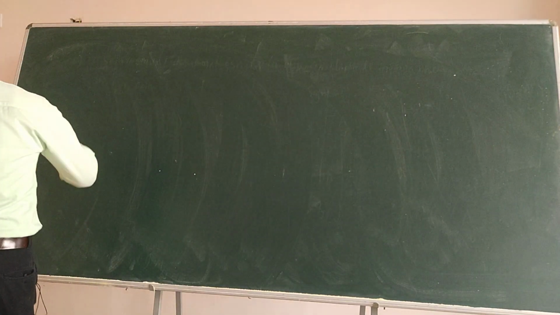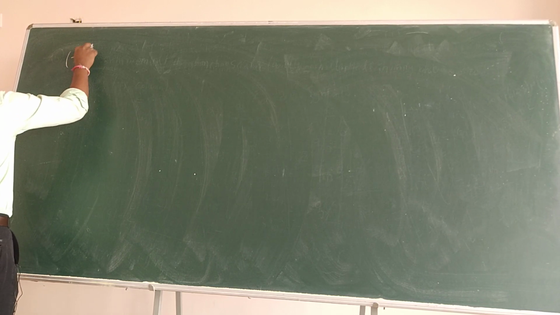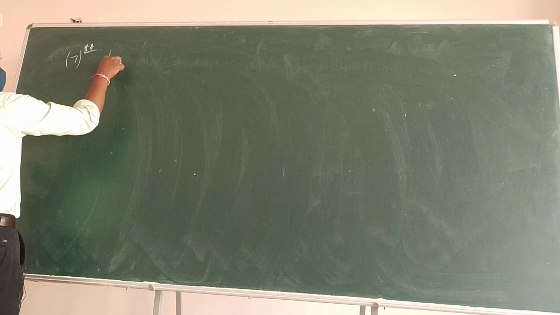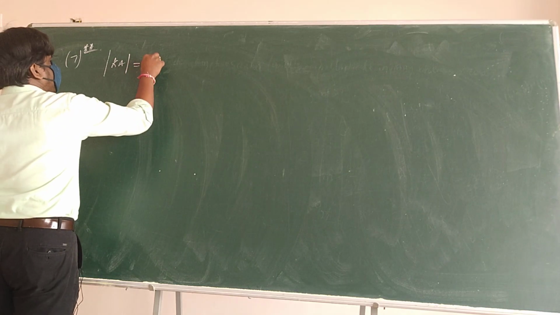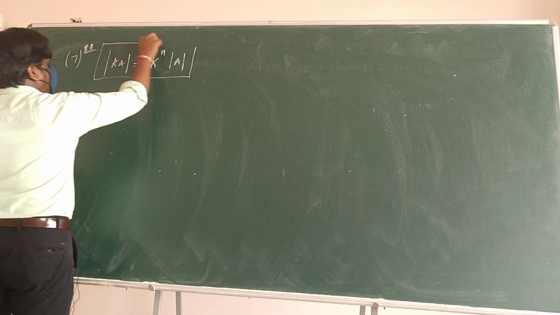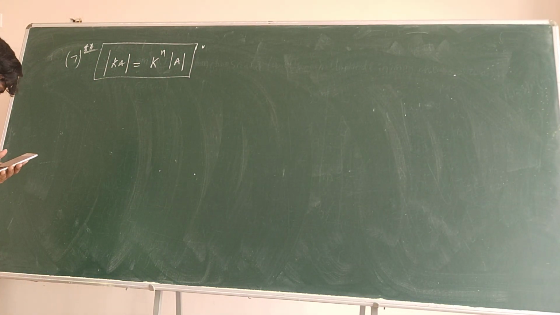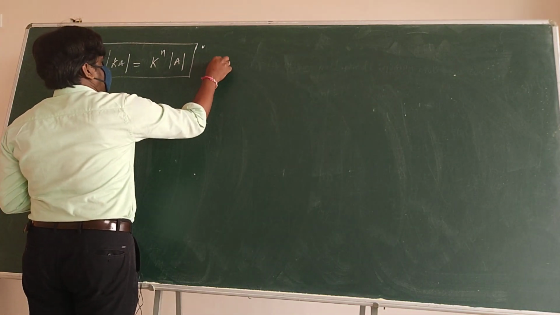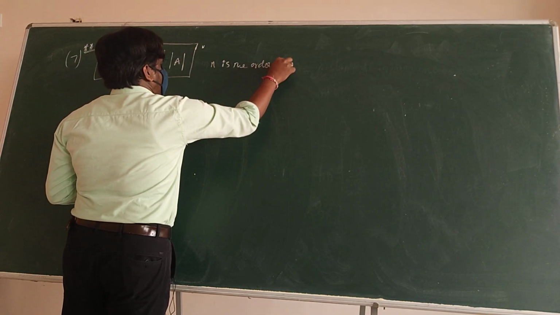See, most important property, make it star. On this, questions are asked, okay? Most important property: mod of kA is equal to k power n mod A, where n is the order of A. This is the seventh property, most important property.